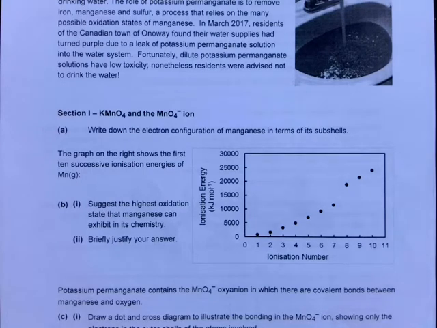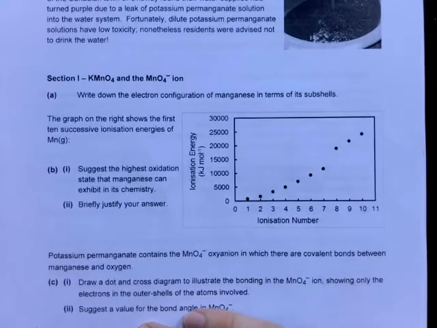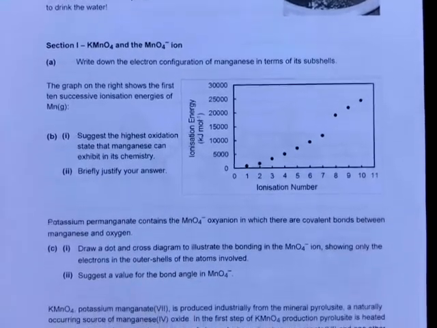So obviously there's something in this graph that should give you a hint as to what the highest oxidation state is. Now obviously manganese is a metal, so it's going to lose electrons. So what is the maximum number of electrons it can lose? All right, and you can justify your answer using that graph. I don't think that should be too much of a problem.